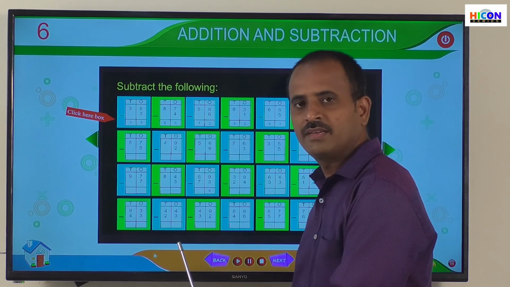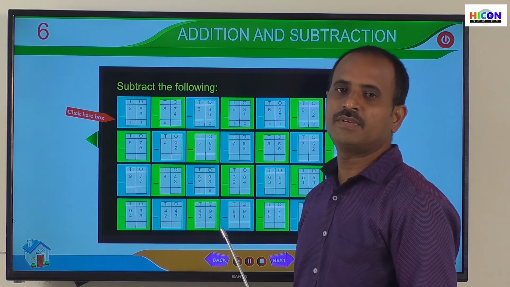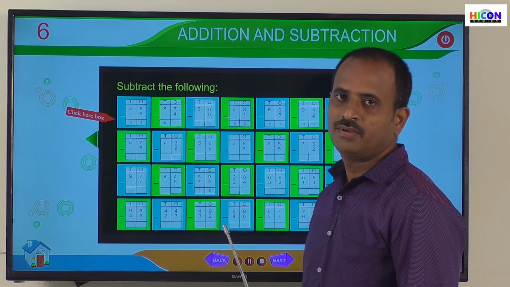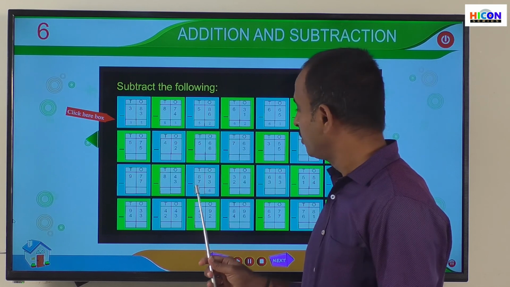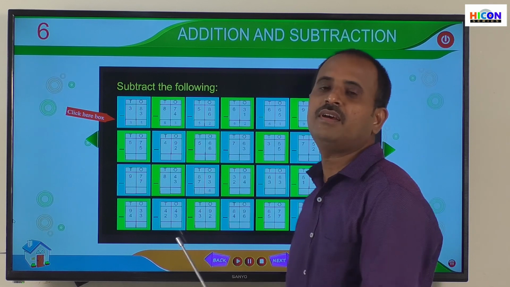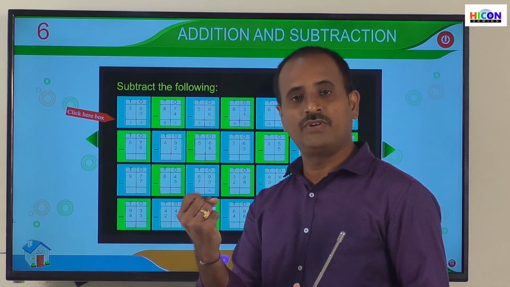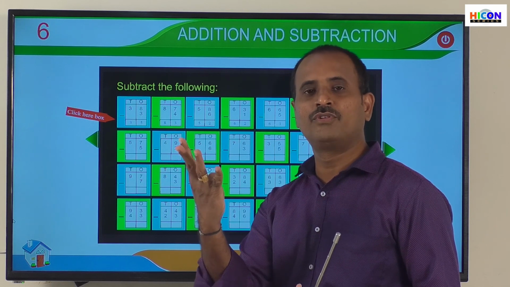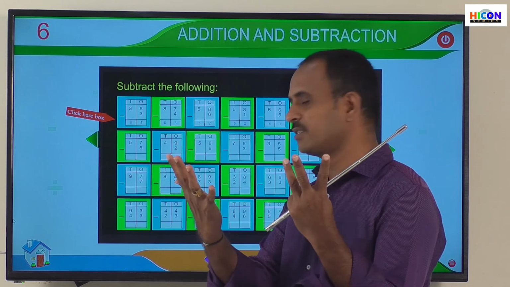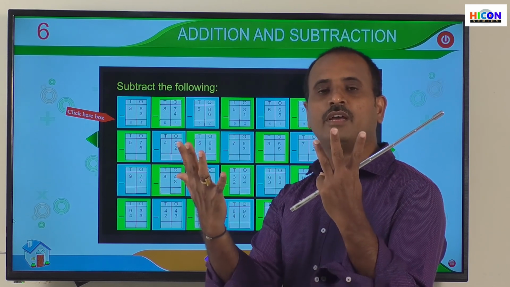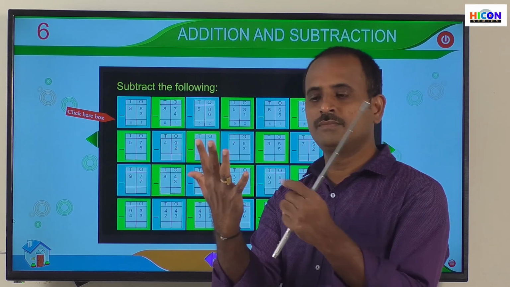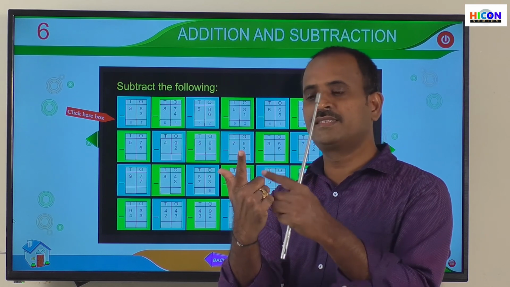Next go to the tens place and subtract the digits present in the tens place. What are the digits present in the tens place here? 8 and 7. So subtract 7 from 8. That means open 8 fingers and close 7 fingers, and the remaining fingers will be the answer. So open 8 fingers first. 1, 2, 3, 4, 5, 6, 7, 8. Children, these are the 8 fingers, and close 7 fingers among these 8 fingers. So close 7 fingers. 1, 2, 3, 4, 5, 6, 7.